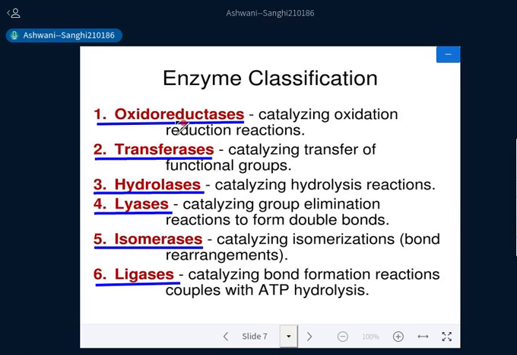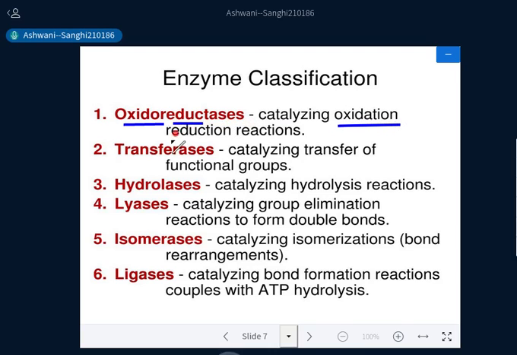Then the first class, oxidoreductase. Oxidoreductase means all reactions having oxidation and reduction are considered in the class oxidoreductase. Oxidation means addition of oxygen, removal of hydrogen, loss of electron. Reduction means addition of hydrogen, removal of oxygen and gain of electron.